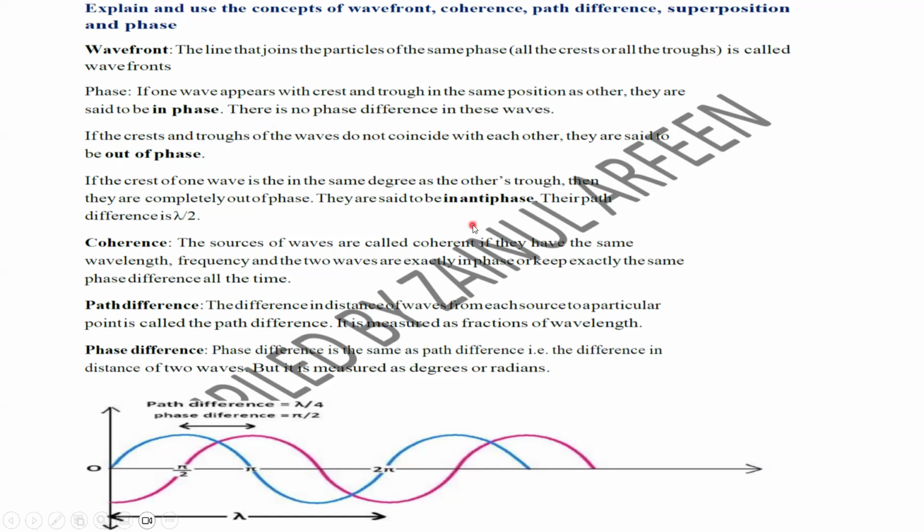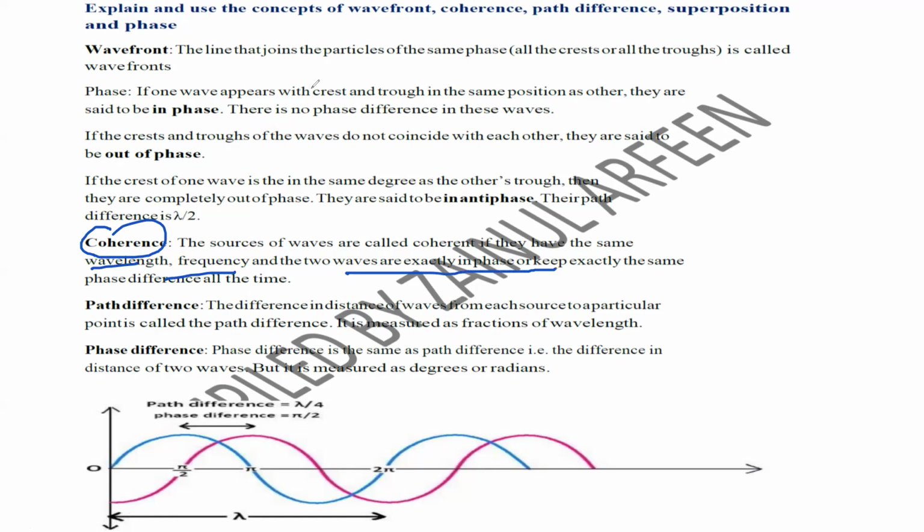Antiphase is the right term. Then coherence. What is the meaning of the term coherence? Sources which have the same wavelength, the same frequency, and two waves exactly in phase at all the points, we call coherent.